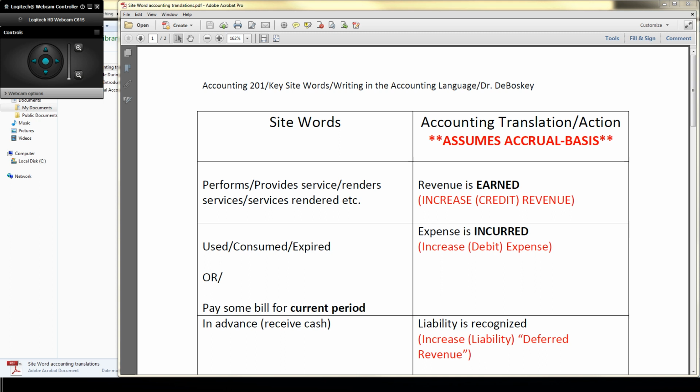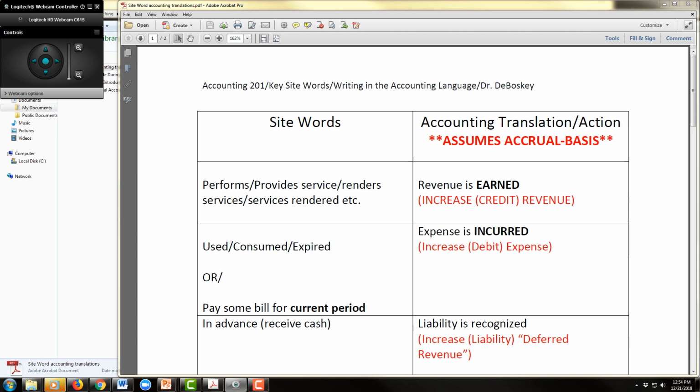I'm here to review with you the key sight words of financial accounting. These sight words will be very useful for learning the accounting language. I'm going to quickly review these. This will be a short video that will help you to know the key sight words so that when you're analyzing transactions, you'll know what to increase or decrease in your writing of your accounting sentences.